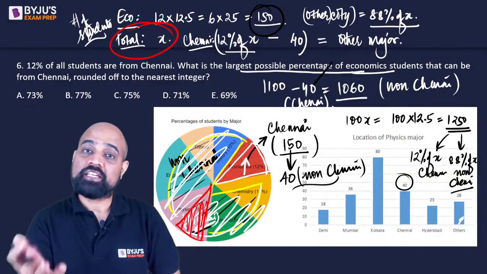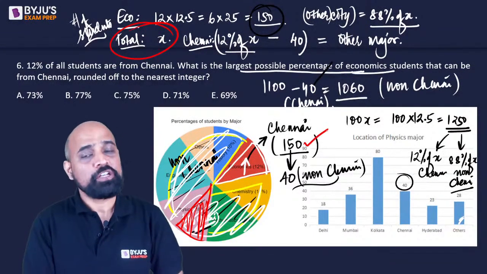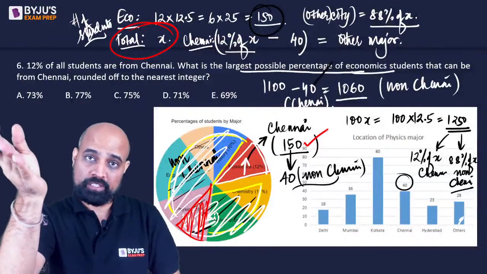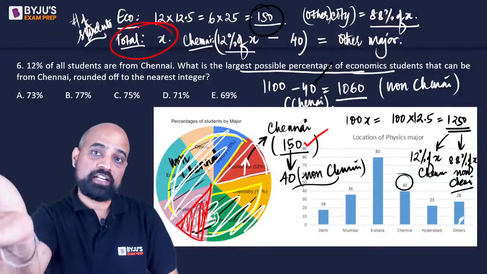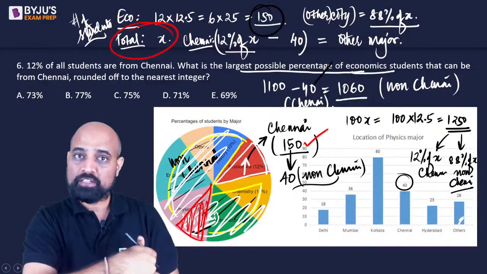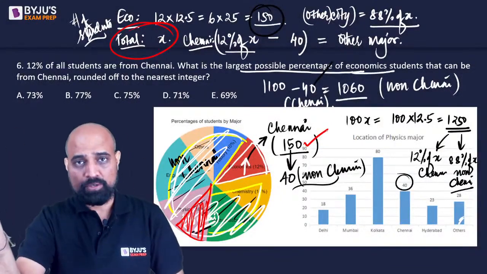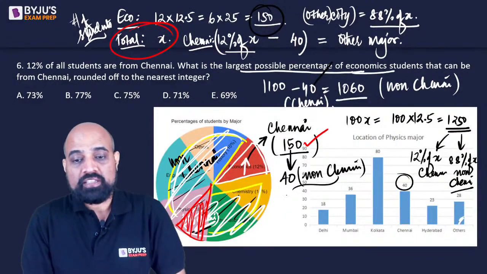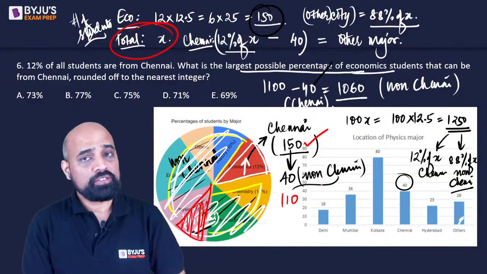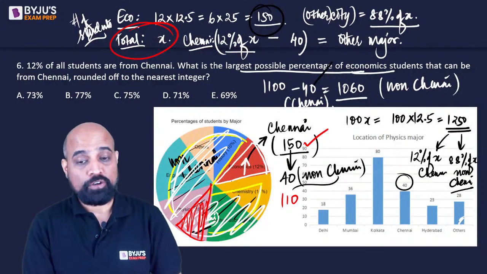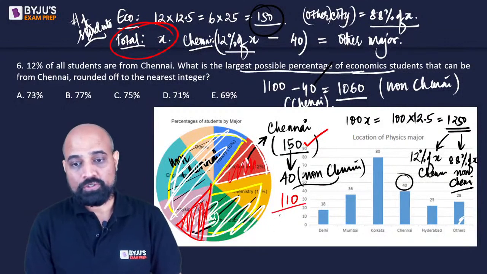So ये 40 किधर से आए होंगे? So can I say इस 150 में से ही आए होंगे? That portion who were supposed to be entirely Chennai students, that portion has been cut out and put in physics major. Why not other places? Because we are trying to maximize the number of students who are from Chennai in economics. तो बच कितना गया? 110 students. Now 110 students are going to be there from Chennai out of a total of 150.